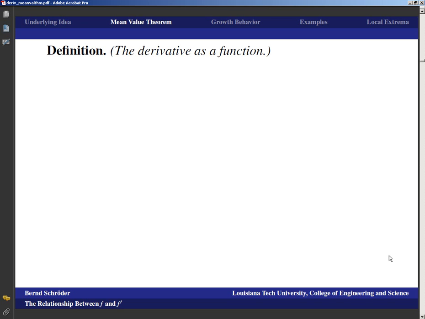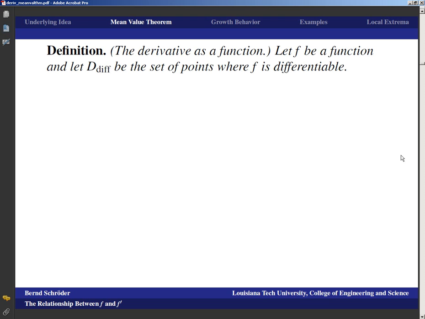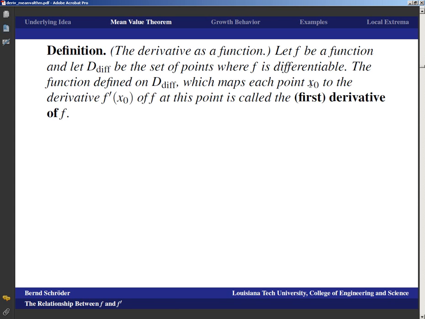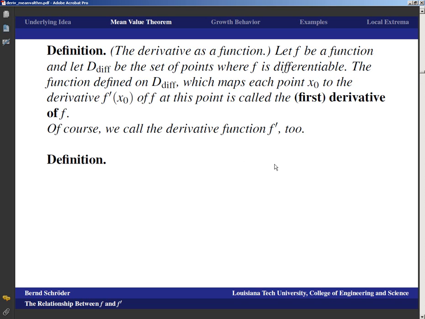So let's take a look at that, and first we need to talk about the derivative really as a function. If f is a function and d diff is the set of points where the function is differentiable, then we can define a function on that set, and that function should map every point to the derivative of the function at that point, and that function is called the first derivative of f, and of course we will call that derivative function f prime too.